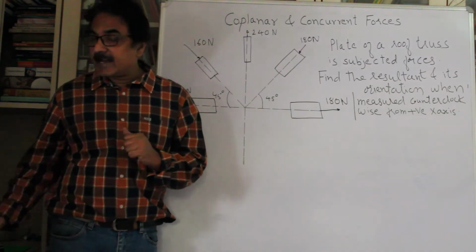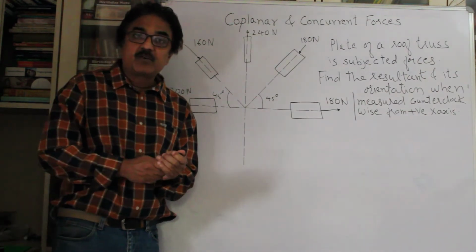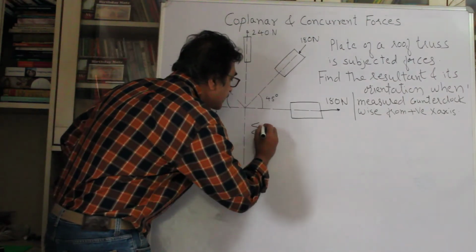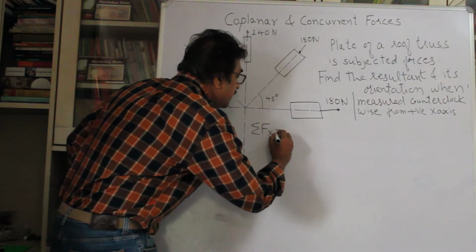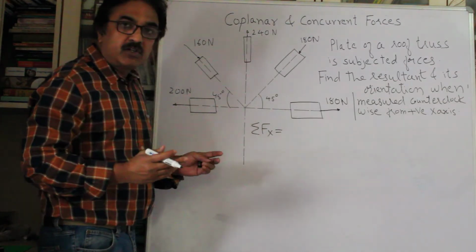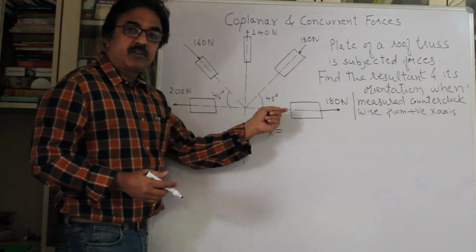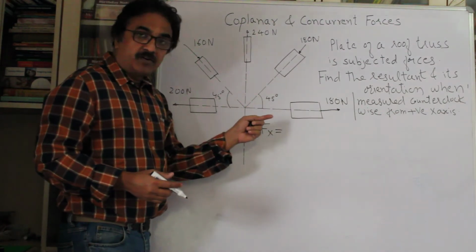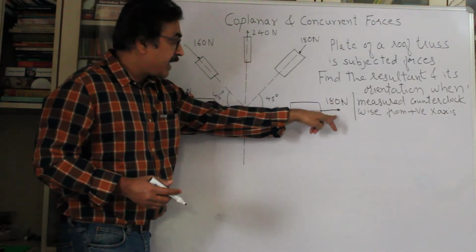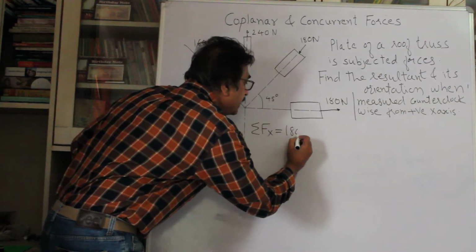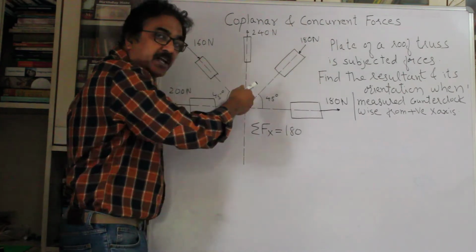So let's do that, and our usual way is to find sigma Fx and sigma Fy. So what is sigma Fx? It's the resolution of all the forces in the horizontal direction. Let's start with 180. It's already in horizontal direction, and it's pointing towards right. Look at this arrowhead, which means it is positive. So this is 180. Come to this force pointing toward the origin.